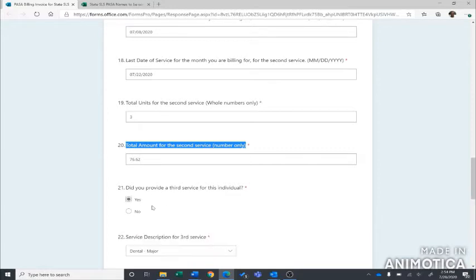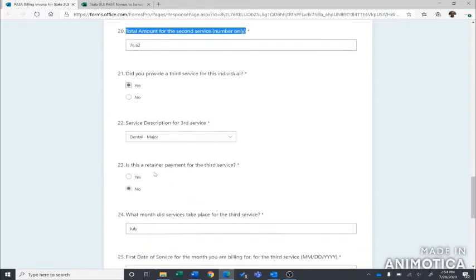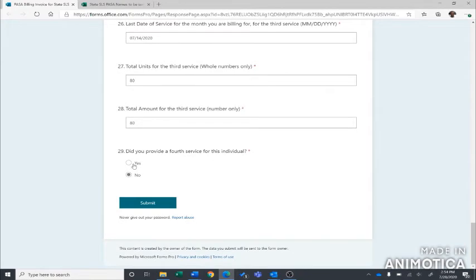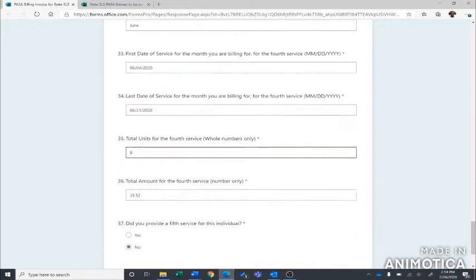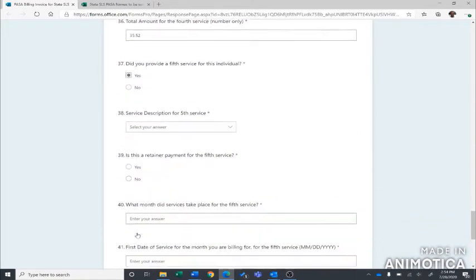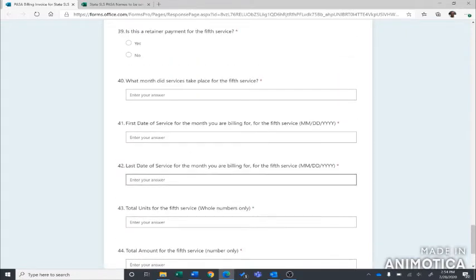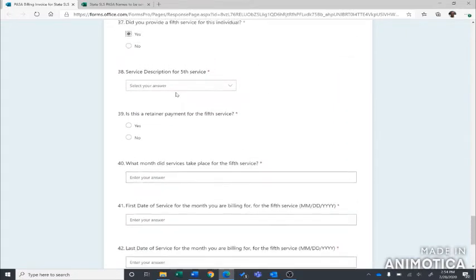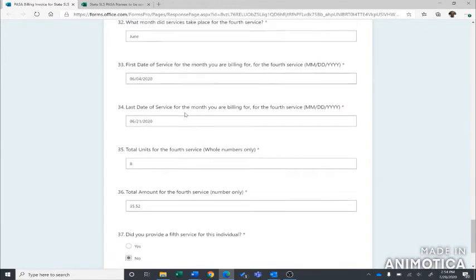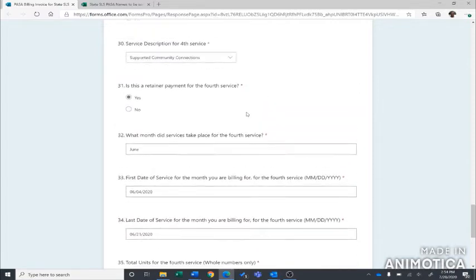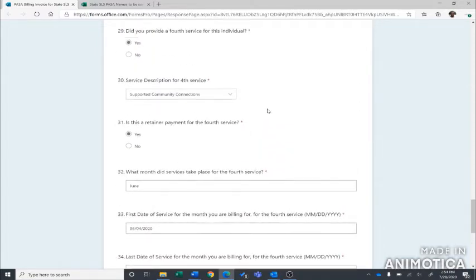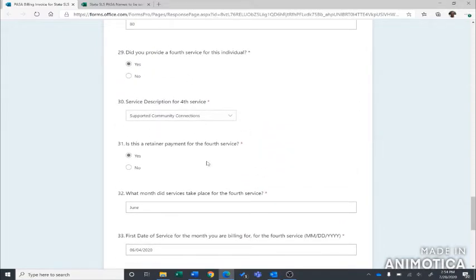And then if we click yes here, it will come up with the third drop down, and we can keep going and keep going. And if we click yes, all the way down to the 5th service. After the 5th service, you'll notice that there's no longer a "did you provide a 6th service." It is only up to 5 services per individual, like I said at the beginning. So we're going to pretend that I submitted for this service, and we're going to go ahead and move forward.